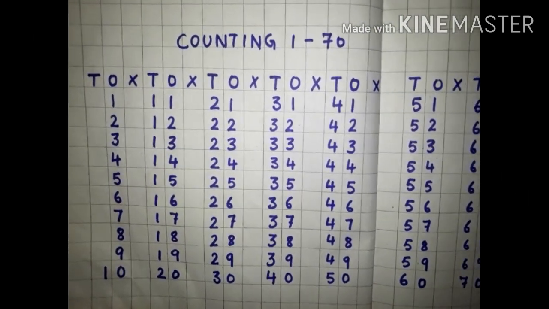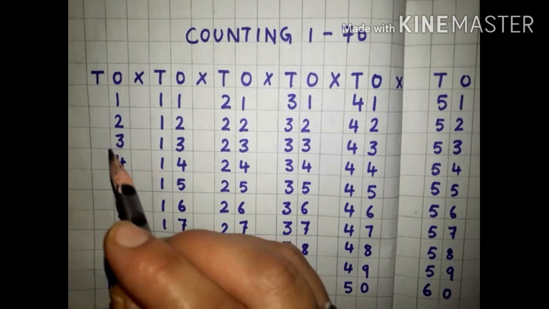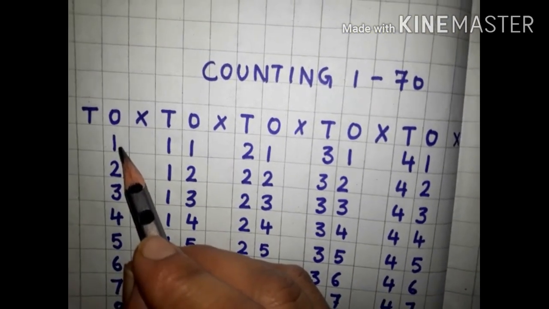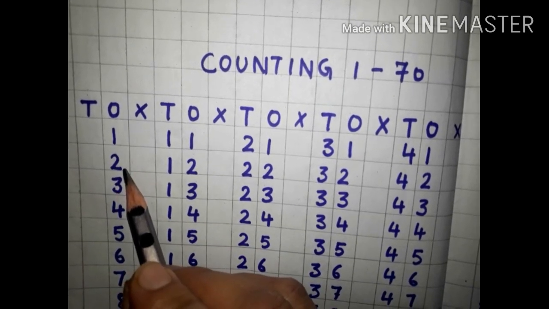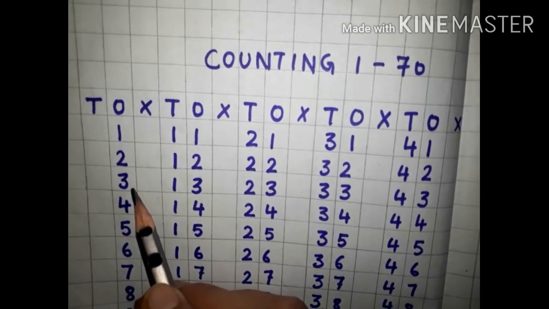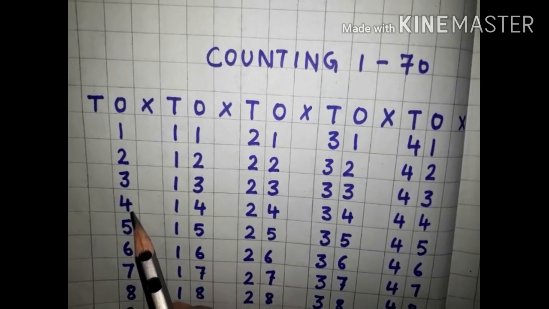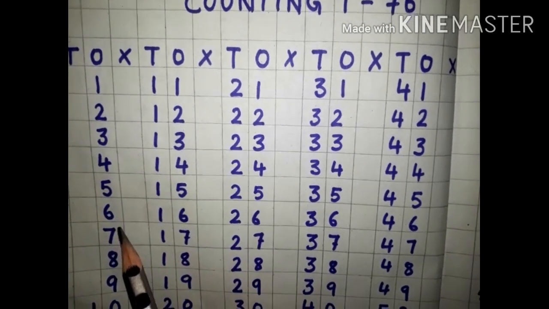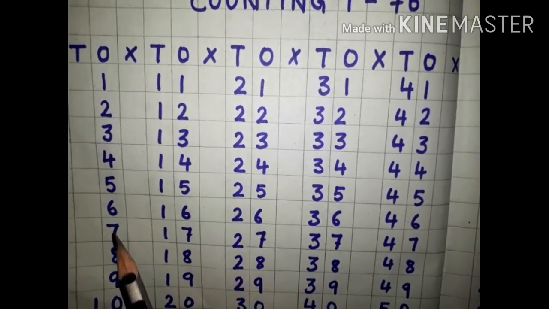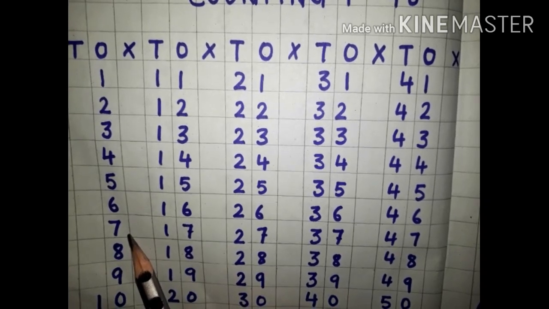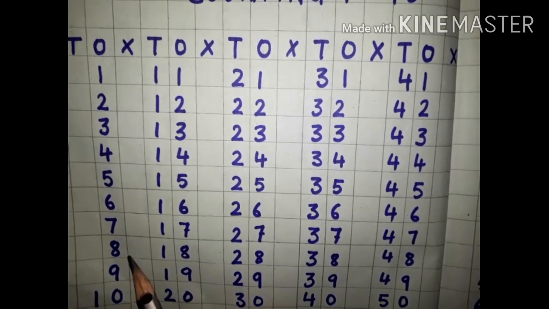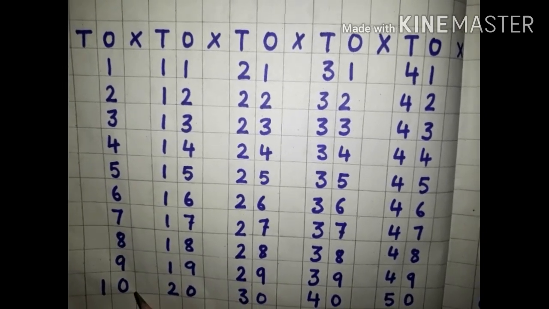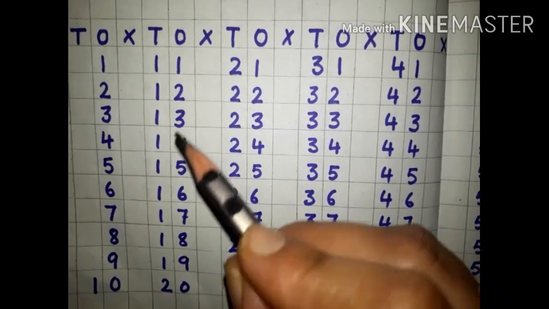So let's revise counting 1 to 70. 1, 2, 3, 4, 5, 6, 7, 8, 9, 10. Now come to the next line.